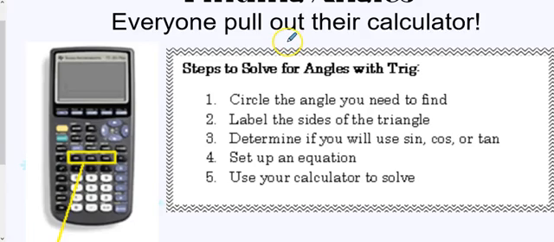This is the second video that goes along with solving using trig. We're going to talk about this time solving for the angle. So what happens if we don't have the angle and we want to find the angle?